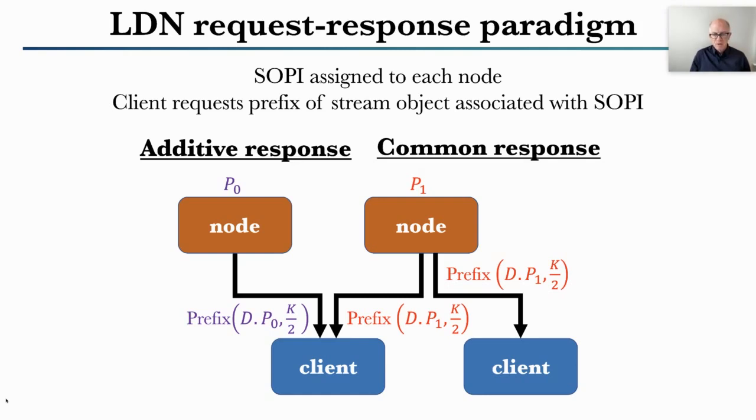And then the common response is shown on the right, the node on the right on the bottom, where it has assigned SOPI P1. And both clients are asking for a prefix of the stream object D.P1, and it provides the same response to both.